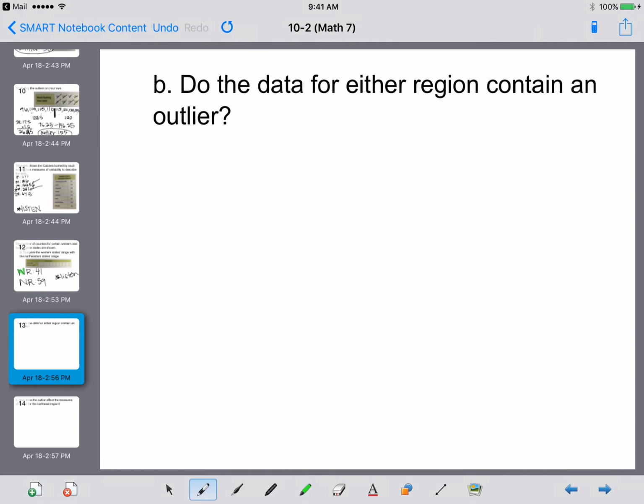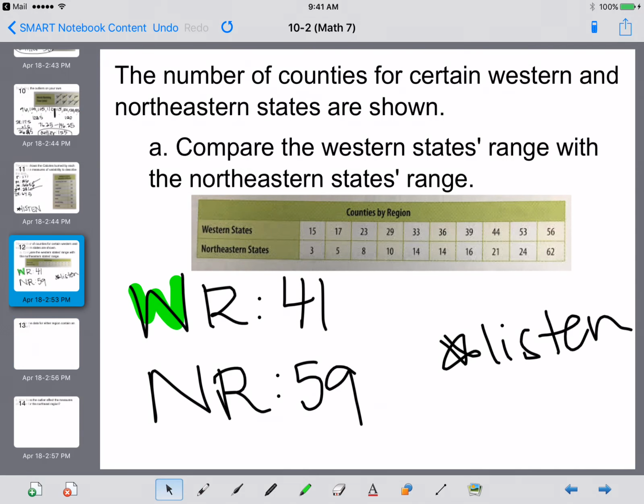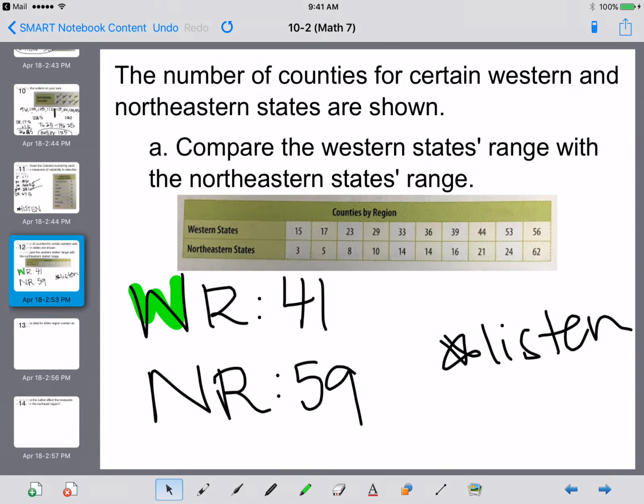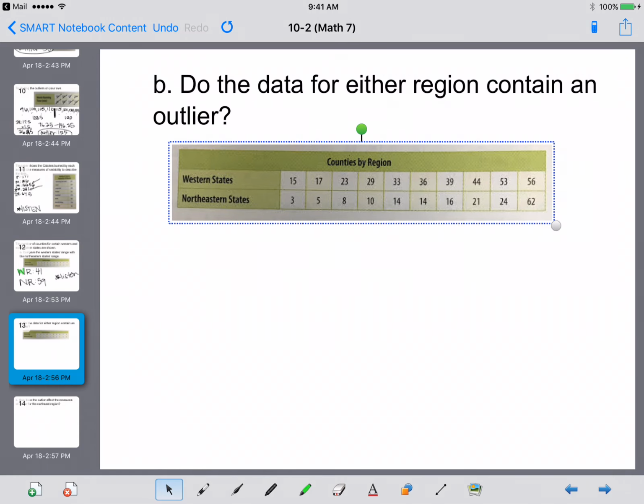It wants to know, do the data for either region contain an outlier? So going back here, I'm going to actually try to copy paste this. I don't think I can. Darn. Oh, yes, I can. Copy, paste. So boom, we have it on this page. We want to figure out if they have outliers. So first things first, we need the western states interquartile range and the northeastern states interquartile range.